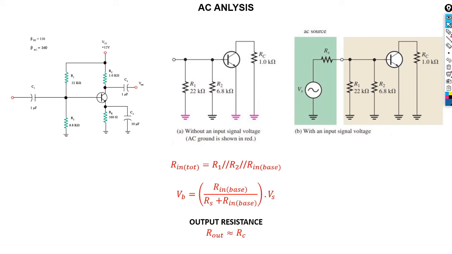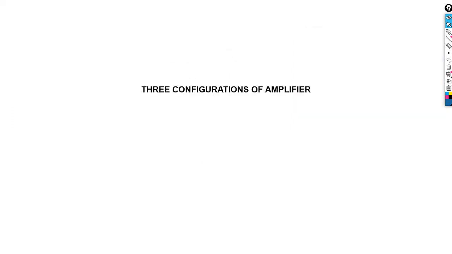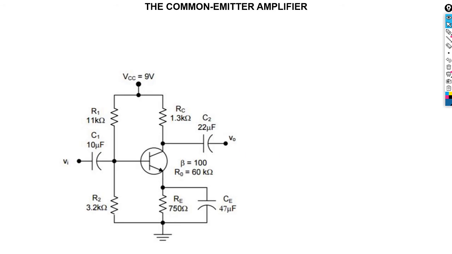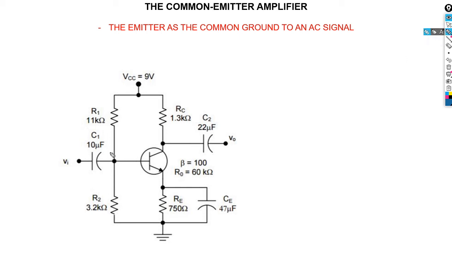Our output resistance is almost close to our RC. And then the three configurations of an amplifier: first of all, we have the common emitter, we have the common base, we have the common collector. But as we're going to do today, just the common emitter. What do we mean by a common emitter? We mean the emitter is the common ground to the AC signal. Can you see? So our AC signal is this. The ground to this is going to be the same as the one for the emitter.